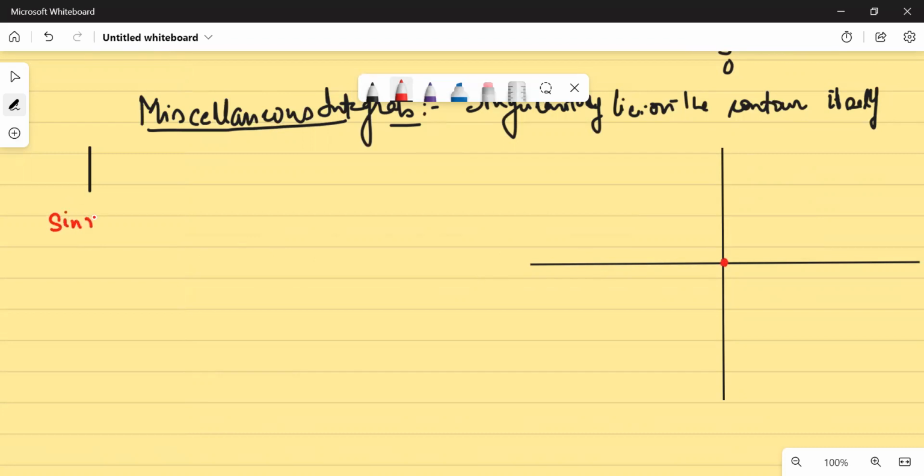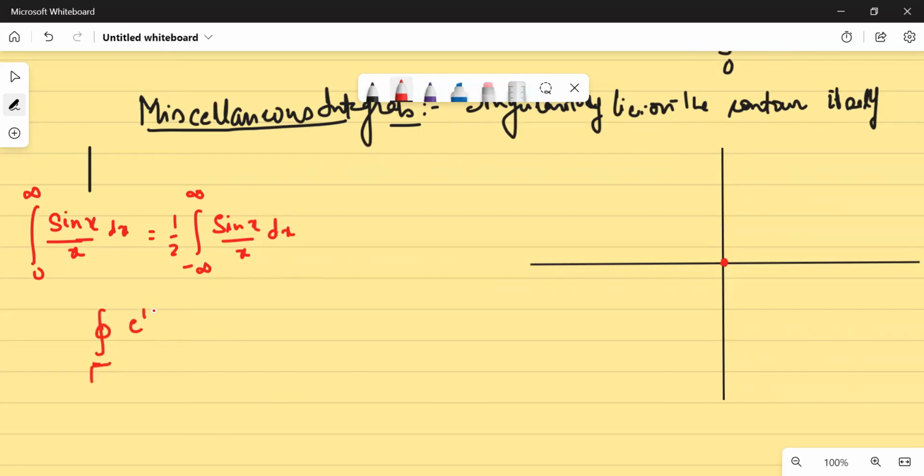So if I'm to evaluate the integral of sin x upon x dx from 0 to infinity, I'm supposed to replace it by 1 upon 2 times the integral from minus infinity to infinity. That's the very first thing that I would do. And I will replace this integration by integration over gamma of e to the power iota z upon z dz. And what is gamma? Gamma is a semicircular contour. Okay, is that clear?